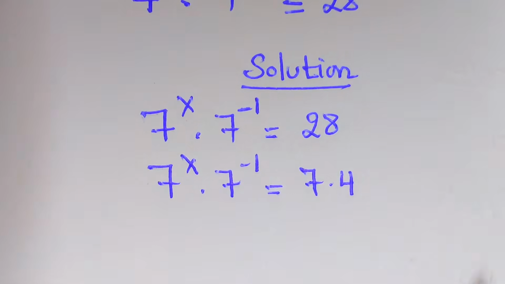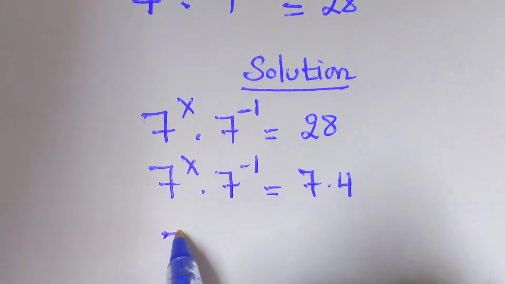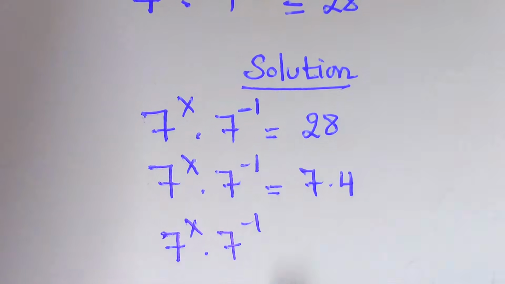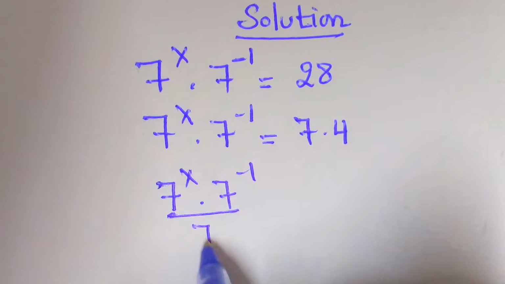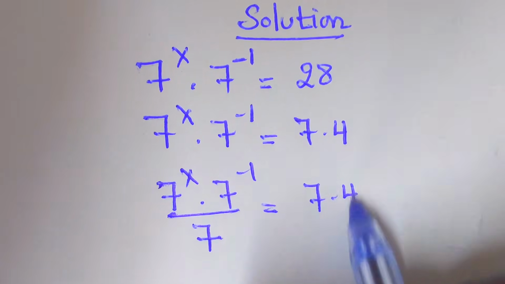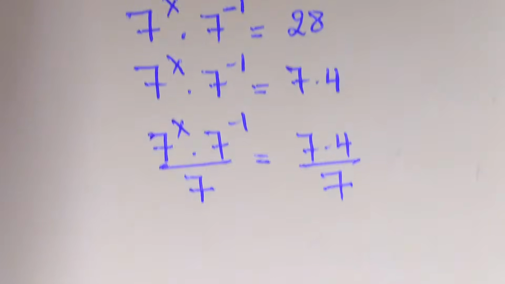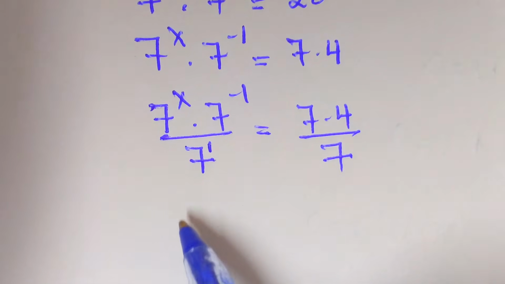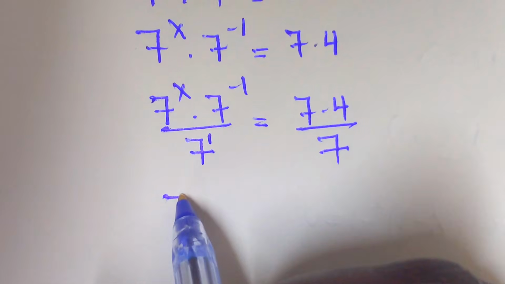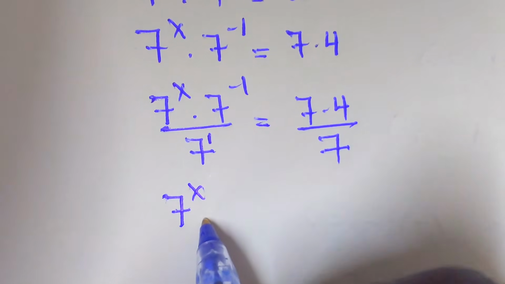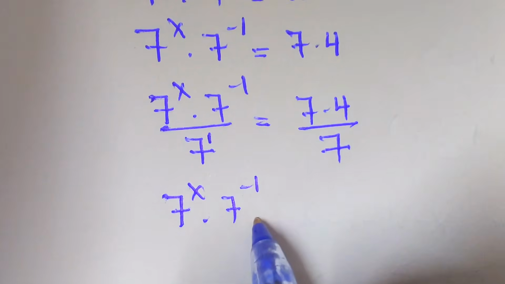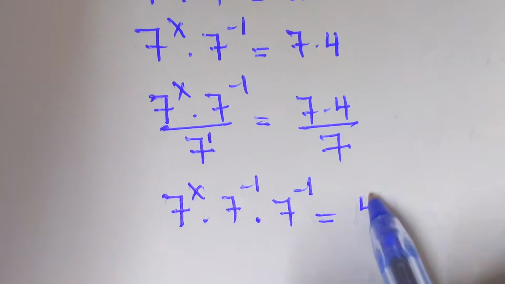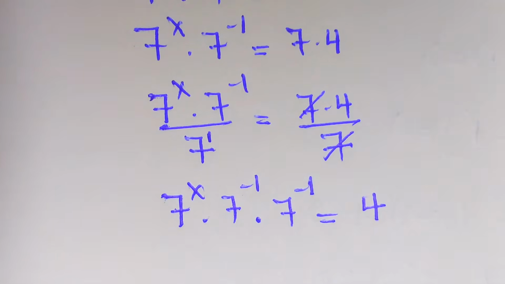right? Then here we shall divide 7 on both sides. So 7^x times 7^(-1) divided by 7 will be 7 times 4 divided by 7. So here we have power 1, so when we are dividing, we subtract the powers. We shall say 7^x times 7^(-1) times 7^(-1) will be equal to 4, due to this one, and this will be cancelled.